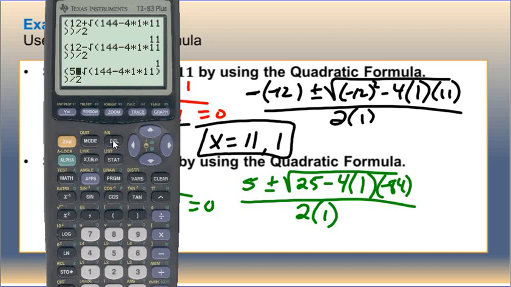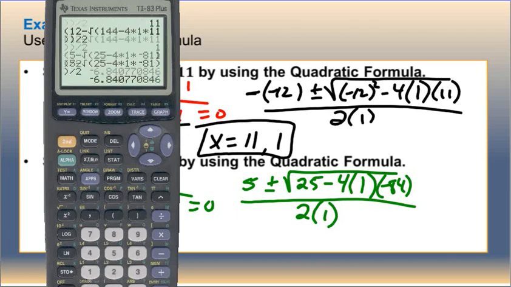I just delete that. So 5 minus the square root of 25 minus 4 times 1 times a negative 81, and parentheses. Oh, I forgot to put the negative 81, so negative 81, and parentheses, divide everything by 2, and I get a solution of negative 6.84, which something doesn't look right.